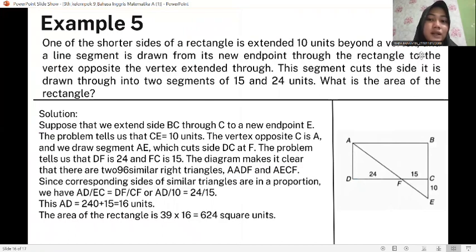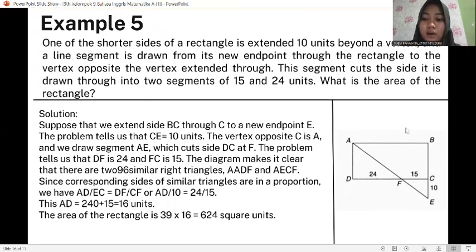So the last example is example 5. One of the shorter sides of a rectangle is extended 10 units beyond a vertex, and a line segment is drawn from its new endpoint to the vertex opposite the vertex extended, across the rectangle. This segment cuts the side it is drawn across into segments of 15 and 24 units. What is the area of the rectangle?